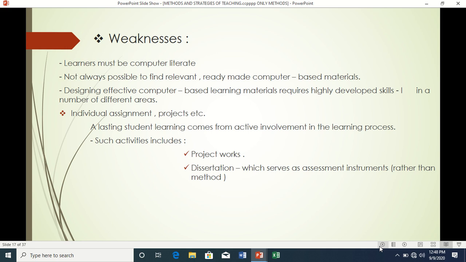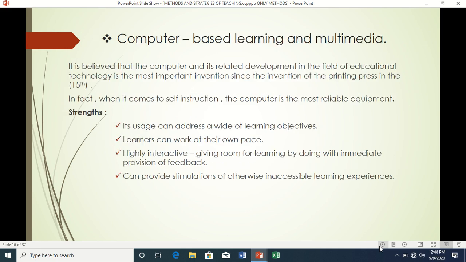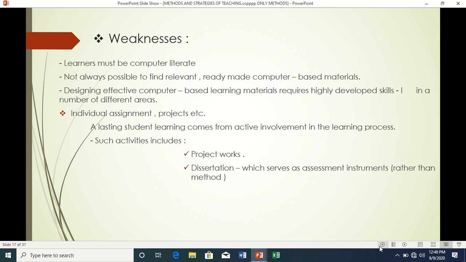So, don't get confused here. We looked at the computer-based learning and multimedia, and I have explained it up to the point where we are saying another type of individual method of teaching is individual assignment or project. So don't confuse that with what has gone before. Individual assignment or project work is another type of method of teaching.